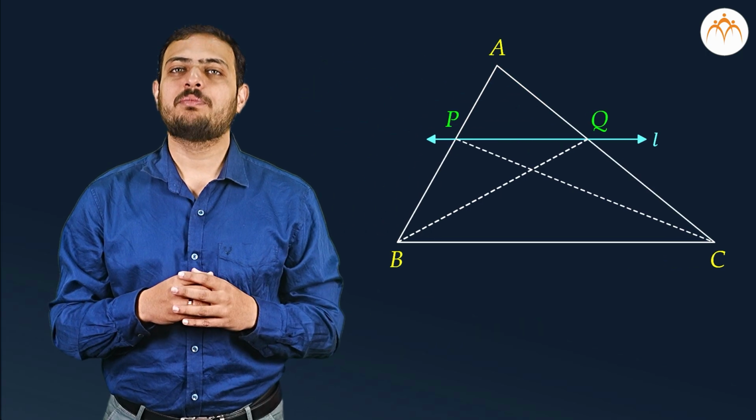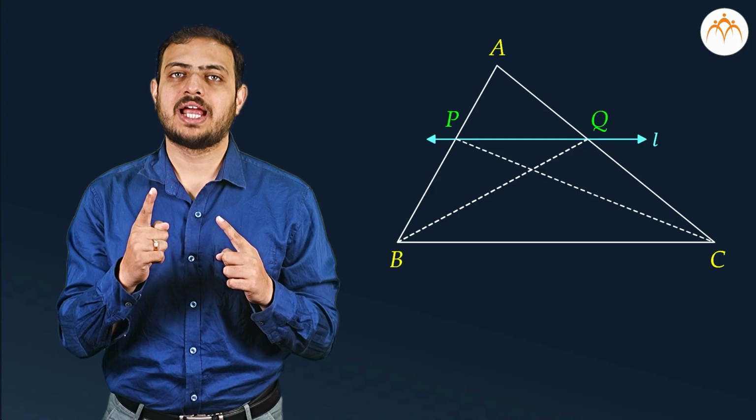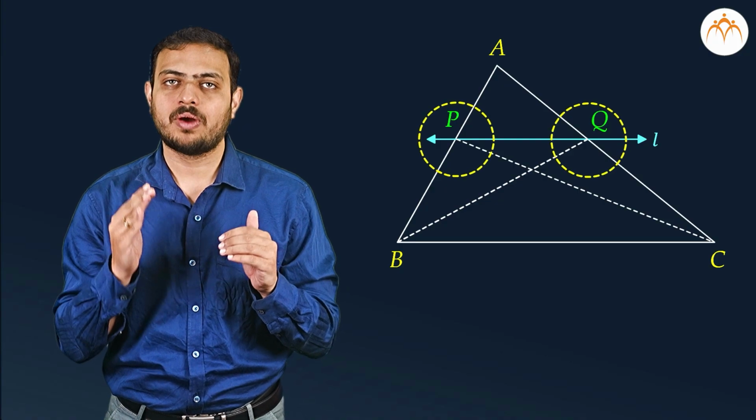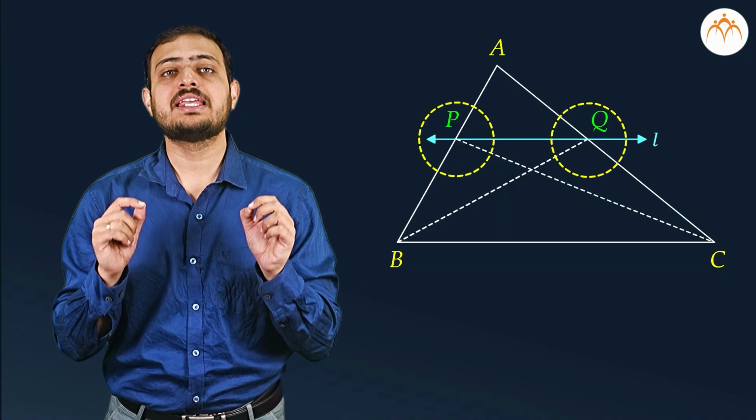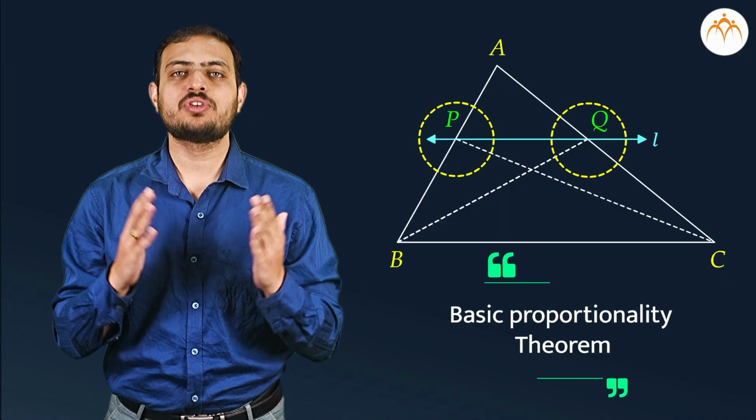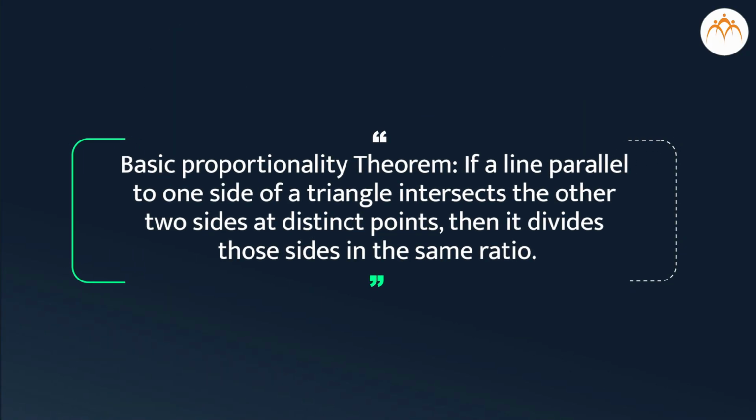In this way, we proved that if a line parallel to one side of a triangle intersects the other two sides at distinct points, then it divides those sides in the same ratio. This is called the basic proportionality theorem. Basic proportionality theorem: if a line parallel to one side of a triangle intersects the other two sides at distinct points, then it divides those sides in the same ratio.